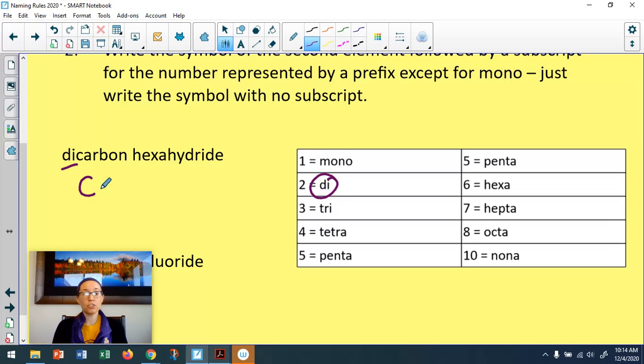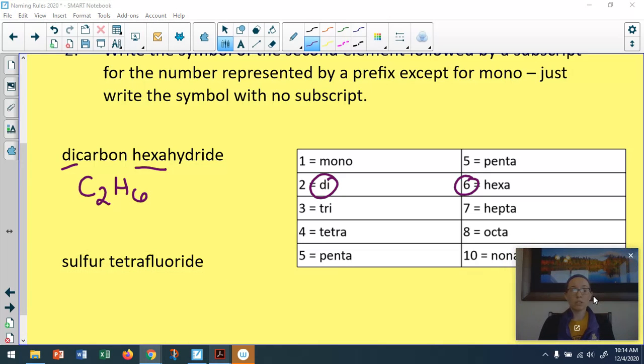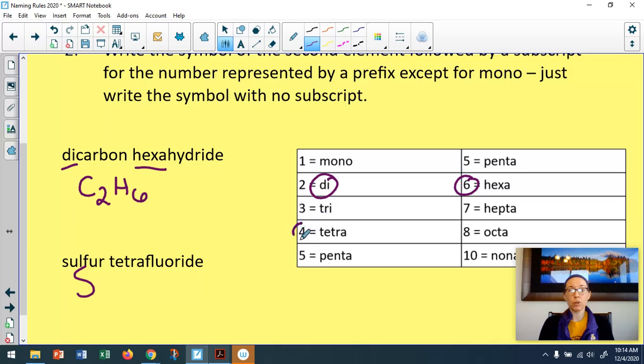So I'm going to write C2. Hexa is 6. So I'm going to write H for hydride, C2H6. Sulfur doesn't have a prefix, so we know there's only one of those. And tetra is 4. Fluoride is F. So this would be SF4. Okay. Like I said, these ones are much more straightforward.